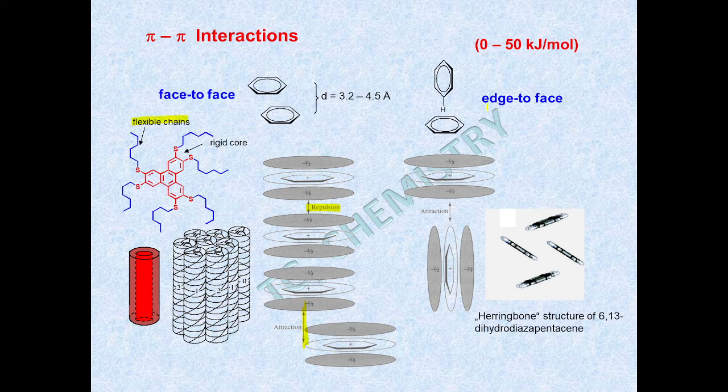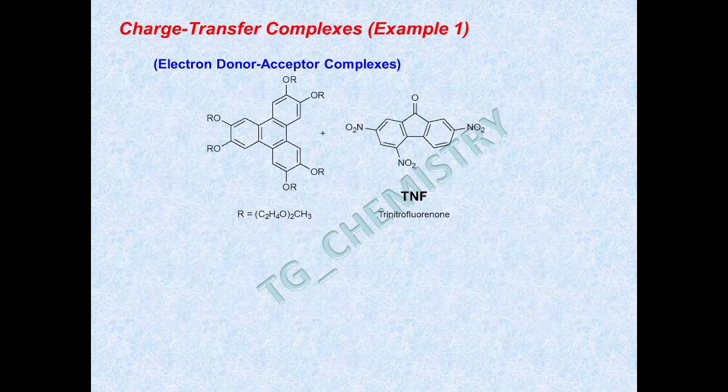Whereas if we go with the edge-to-face interaction of the pi-pi interaction, this is the edge of one benzene ring, this is the face of the another one. The edge-to-face interaction may lead to the attraction, and it's kind of the herringbone structure you can see with the 6,13-dihydrodiazapentacene in that molecule. So this is generally known as the herringbone structure. We need to learn this nomenclature, and this comes for the edge-to-face interaction of pi-pi interaction. And for face-to-face interaction, I have already mentioned.